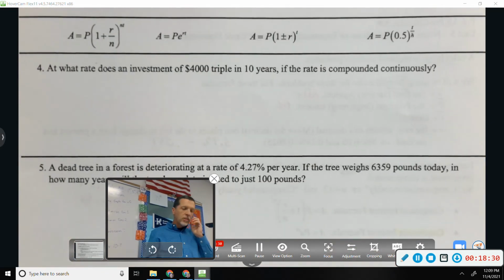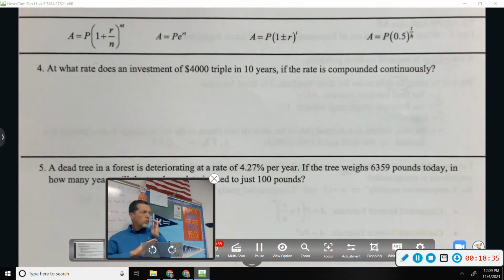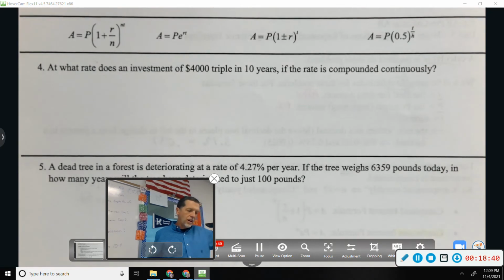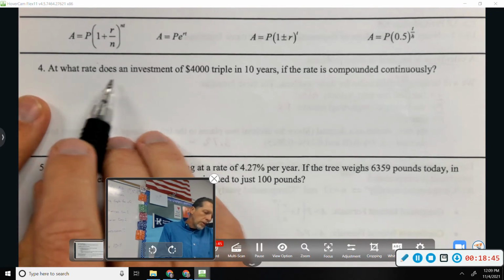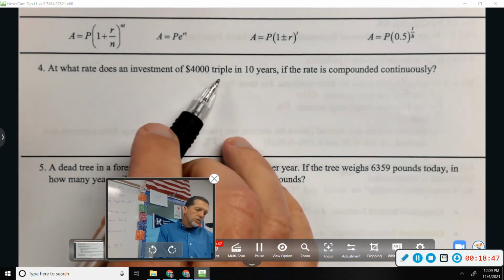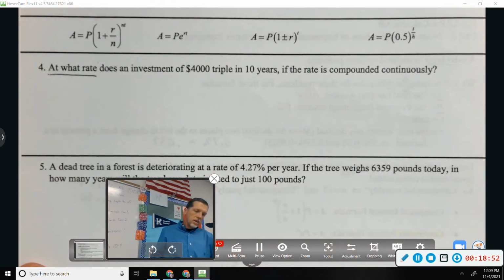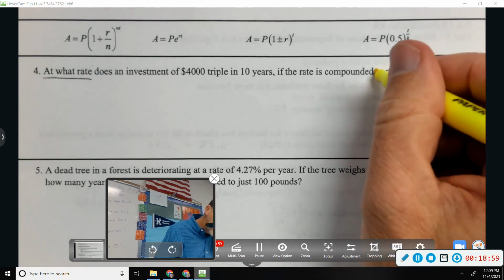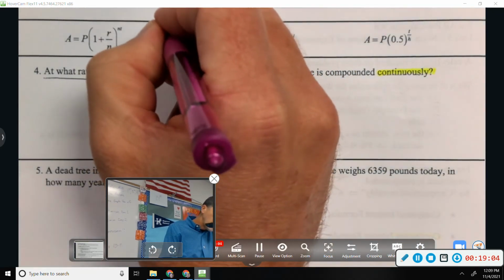Alright, this is what the test is going to look like. It's going to have the equations at the top of the page, but not labeled and no variables labeled. Just do you know when to use which and how do we use them? Number 4. At what rate does an investment of $4,000 triple? At what rate? You're saying the second one. How do you know it's the second one? Continuously. Again, continuously is the giveaway to use the second one.